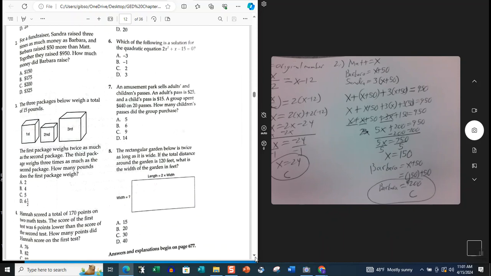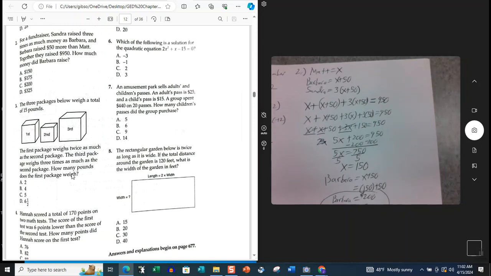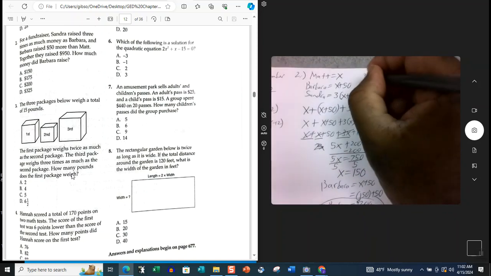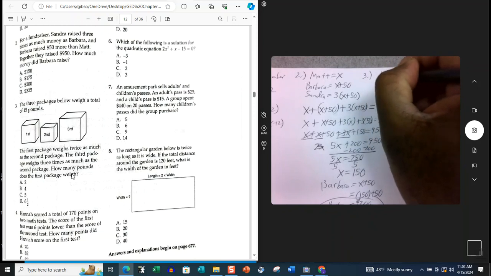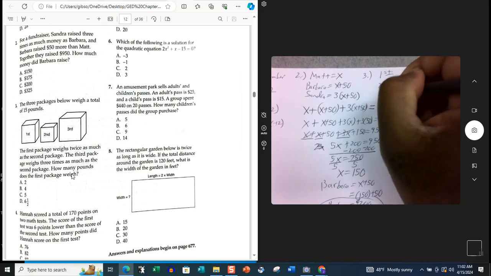It says the 3 packages below weigh a total of 15 pounds. So that means if we add all 3 packages together, they will equal 15 pounds. The first package weighs twice as much as the second package. The third package weighs 3 times as much as the second package. How many pounds does the first package weigh? Now everything is according to the second package. So what we would do is we would still put first, second, and third package.